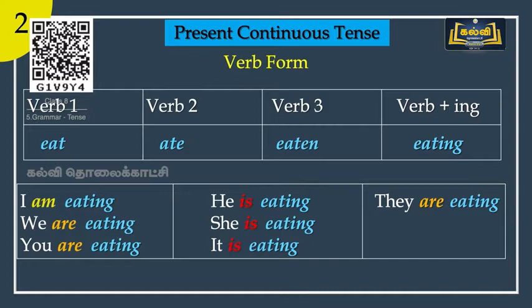Okay, for example, I am eating cake, and we are eating cakes. You are eating a cake. He is eating a cake. She is eating a cake. They are eating a cake, and it is eating a cake. So we are using 3 auxiliary verbs. Am is exclusive for I, and are for we, you, and they, and is used only with he, she, it, or you can replace those pronouns with any names.